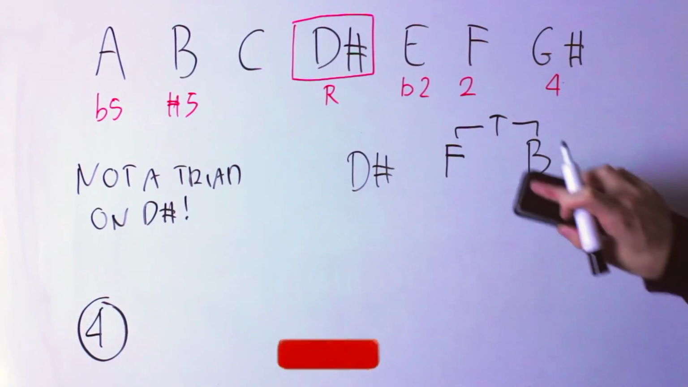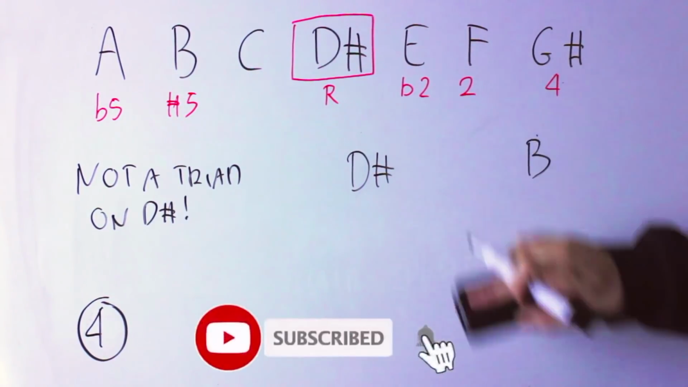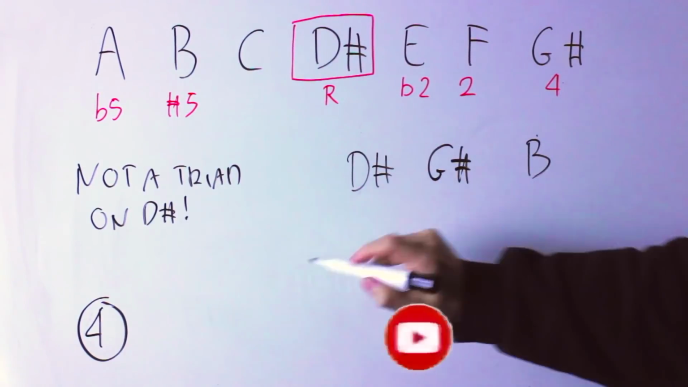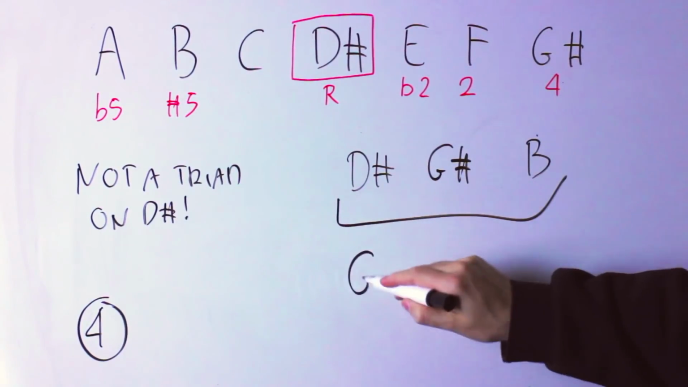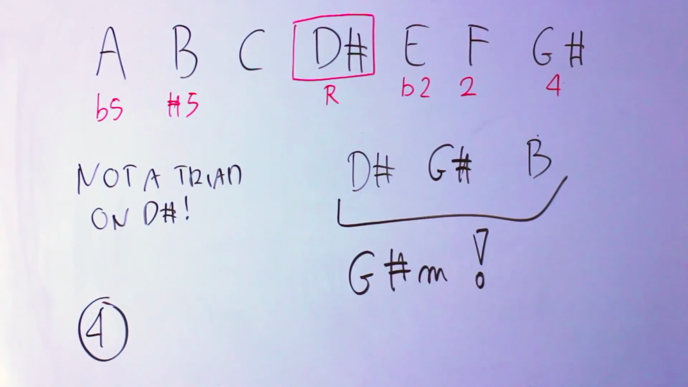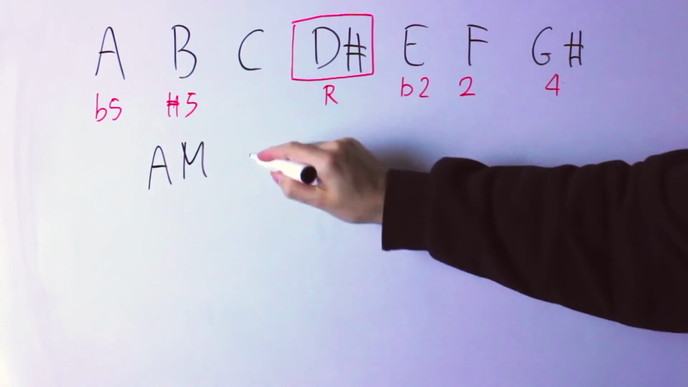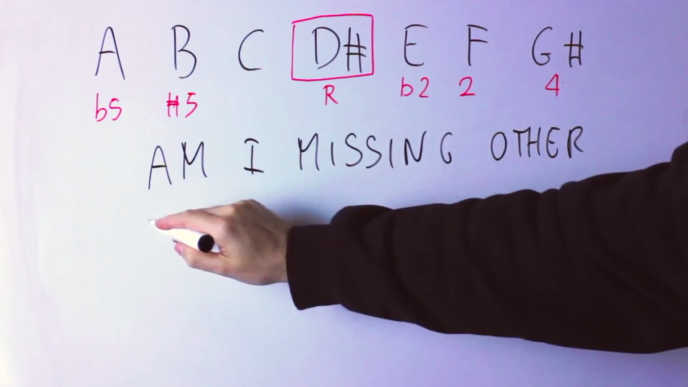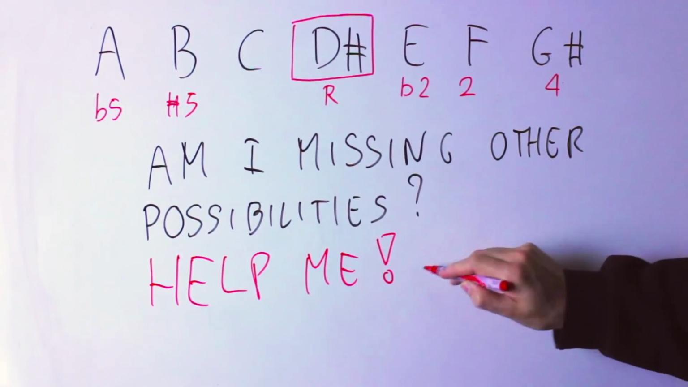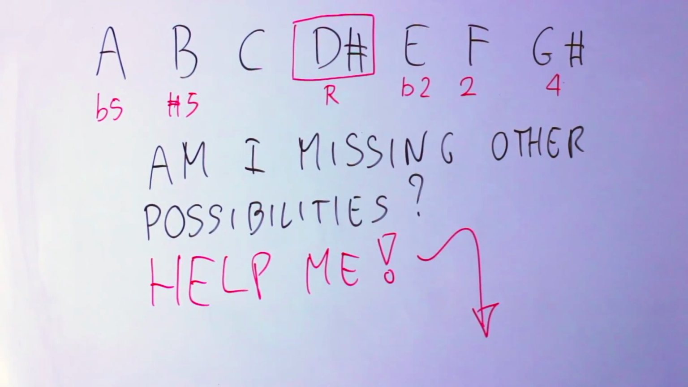Finally, another possibility is to take the notes D sharp, G sharp, and B. Again, those three notes do not work as a triad over D sharp, simply because those three notes are a G sharp minor triad, pure and simple. I sincerely do not see any other possibility for building a triad over this D sharp note, but hey, I may be missing something, so if you see something I don't see, why don't you help me and write down your ideas in the comments?